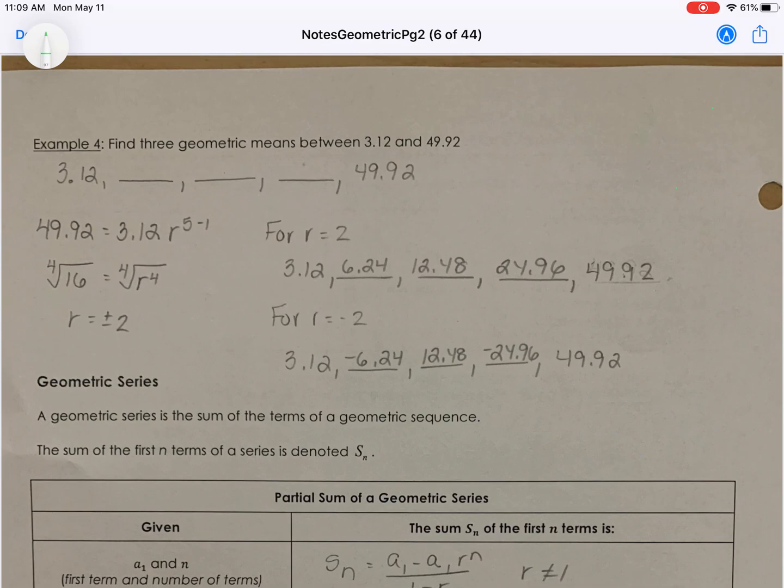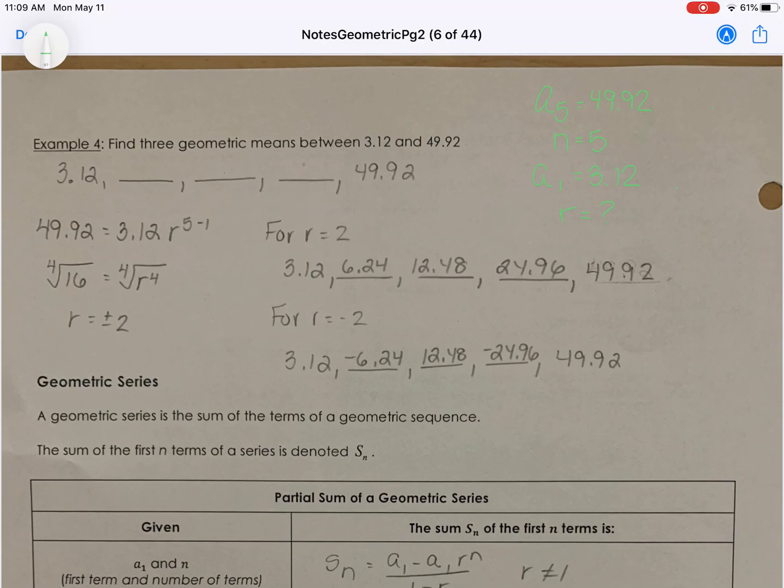So find 3 geometric means. Same idea that we just did. So we are looking only for 3, though, in this case. So again, make yourself a little chart. What do we know? Well, if we have 1, 2, 3, 4, 5 listed, we know a sub 5 is 49.92, which means n is equal to 5 because it's the 5th term. A1 is equal to 3.12. The only thing we do not have is our r value.